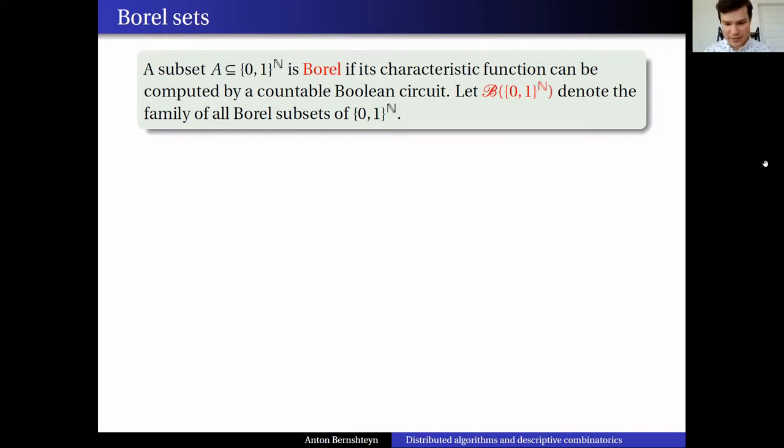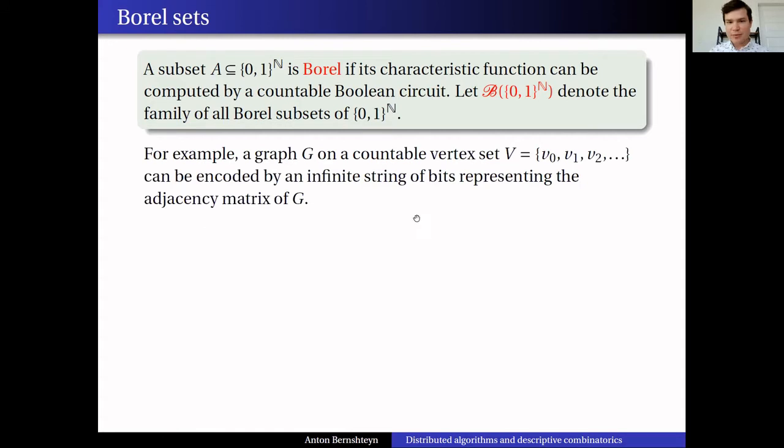So let's look at some examples. And as usual, the definition is given in terms of infinite sequences of bits, but the point is that all sorts of other objects can be encoded by infinite bit strings. For example, suppose you want to study countable graphs. So a graph G on a countable vertex set V can be represented just by its adjacency matrix. It's going to be an infinite matrix in this case because the graph is infinite. So in row i and column j, there is a 1 if Vi is adjacent to Vj and 0 otherwise.